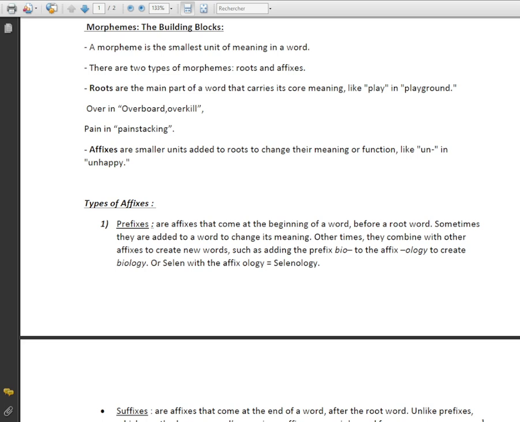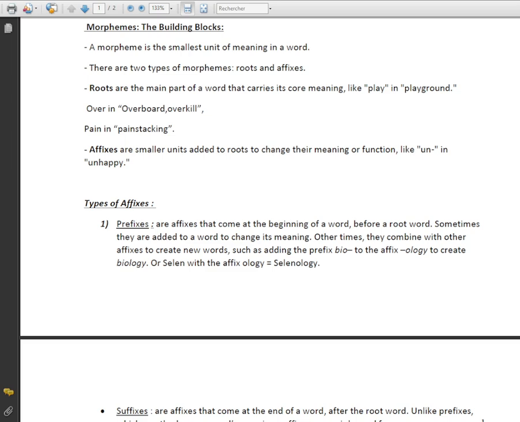Then the definition of affixes. They are smaller units added to roots to change their meaning or function, like the un- in unhappy. Also, we've got other examples besides this one, like fazed to unfazed, fortunate to unfortunate, and so it goes. So that's the small use of affixes, which can turn words into brand new meanings.